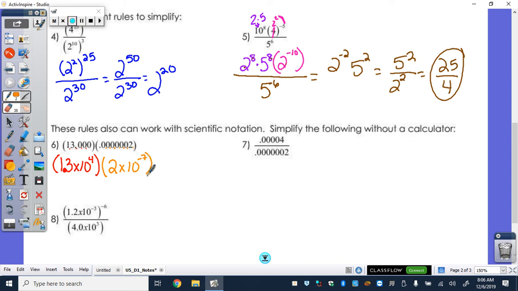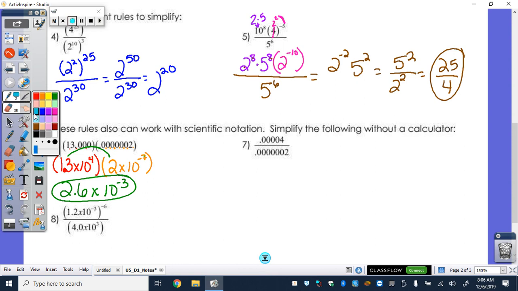So rewrite them as scientific notation. You're going to multiply the first number, so 1.3 times 2 would give me 2.6. And then same rules, add your exponents here, so 10 to the negative 3. And then that ends up being our final answer there.